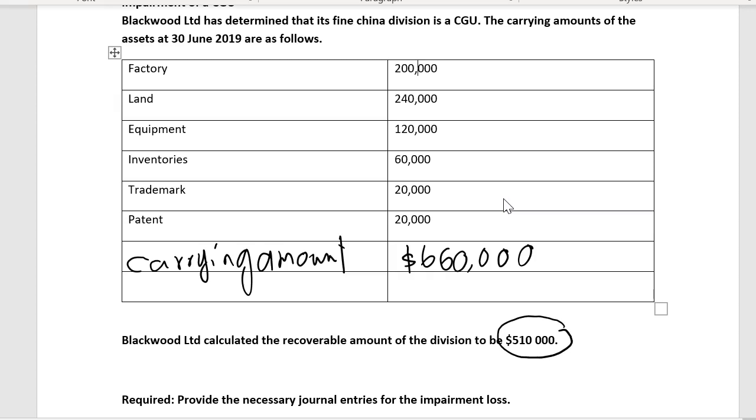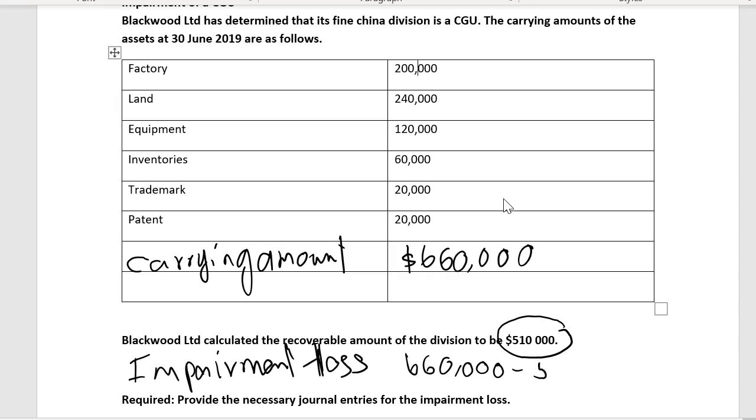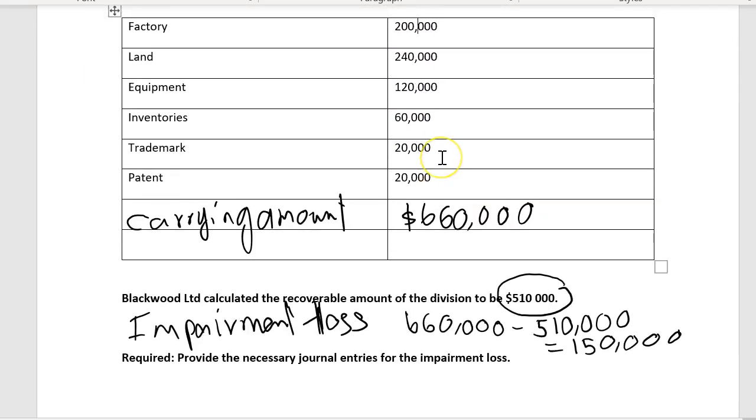So what's the impairment loss then? Impairment loss occurs when the recoverable amount is less than the carrying amount. So the impairment loss is 660,000 minus 510. That gives you 150. That is the impairment loss.